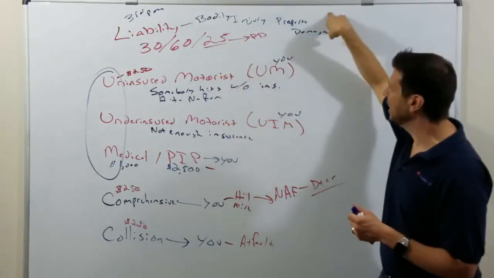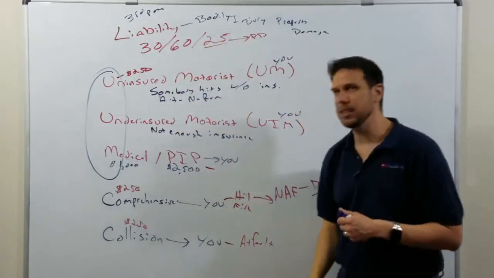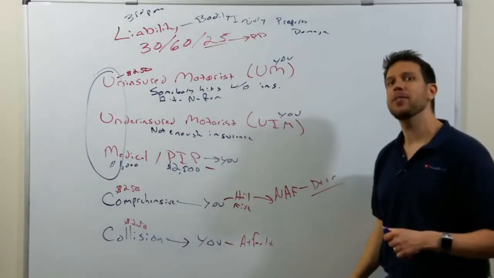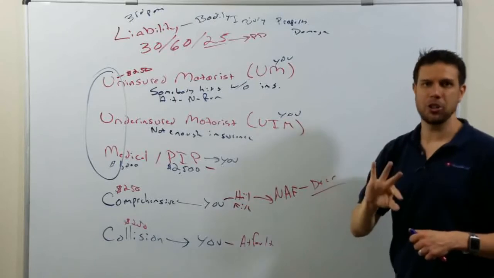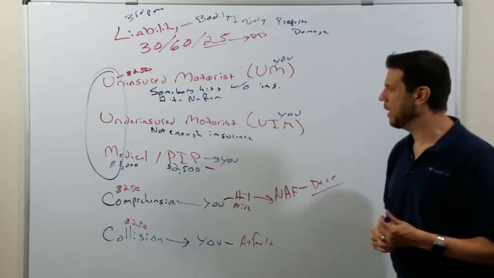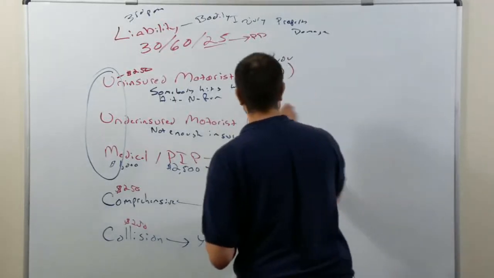Liability pays out to the other guy. The rest of the policy covers you. Now you might have noticed that I left off rental and towing. I'll briefly talk about it super quick, but it's low priority on the test.